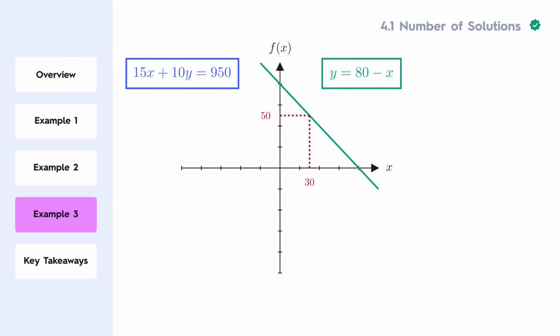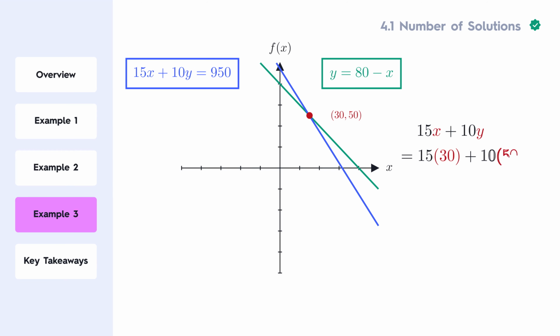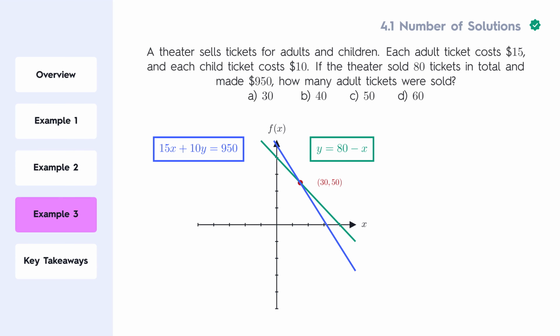By showing the second equation on the graph, we can confirm that we have found our intersection point. The solution to the system is x equals 30 and y equals 50. This means that the theater sold 50 child tickets and 30 adult tickets. To confirm the results, we need to substitute both values into the revenue equation. The total revenue is 950, which is correct, so our solution is verified. Therefore, the correct answer is option A, 30.